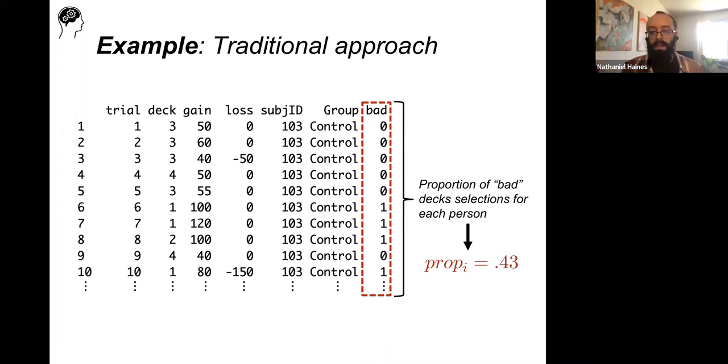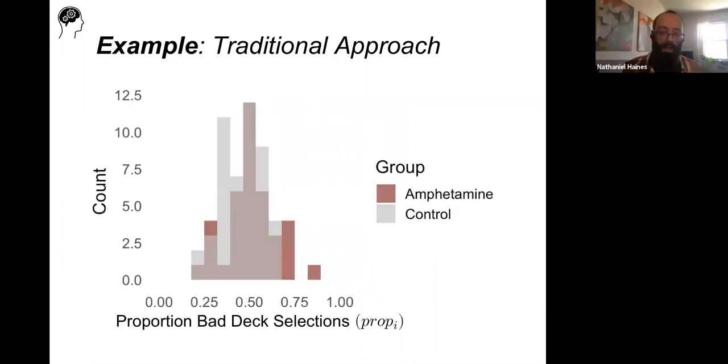Right, so that might be what we would do to get some information on how this individual person is behaving. And then we do this for each person. Then I might just plot it out in a histogram. Here we have that proportion for each person, color coded by group.